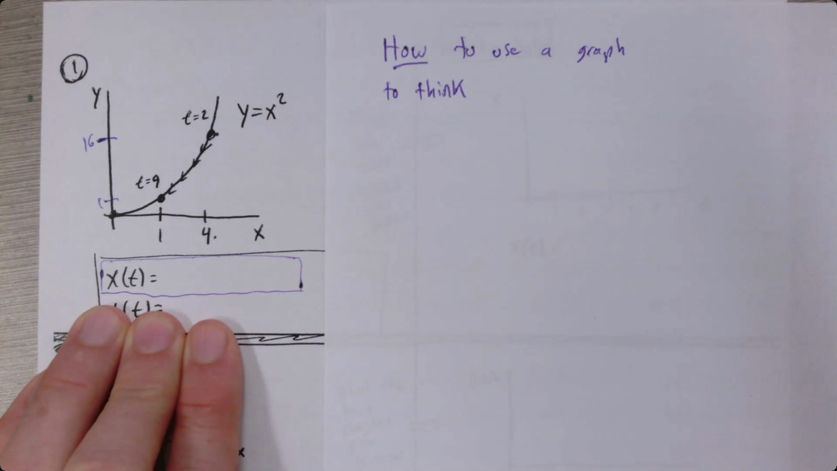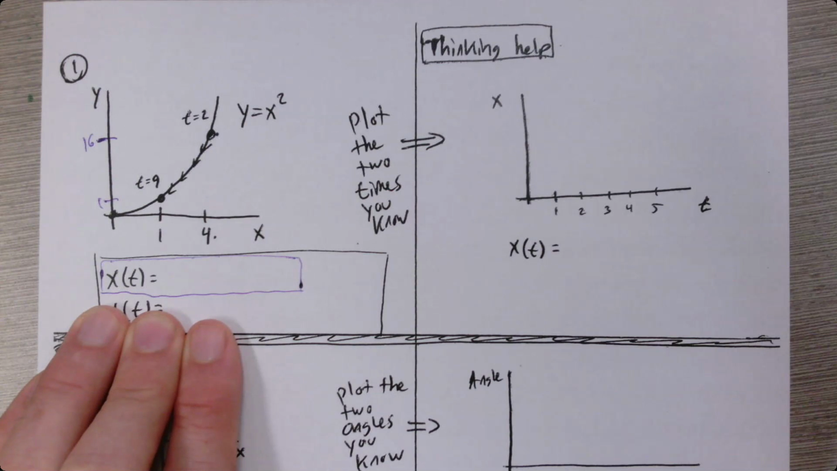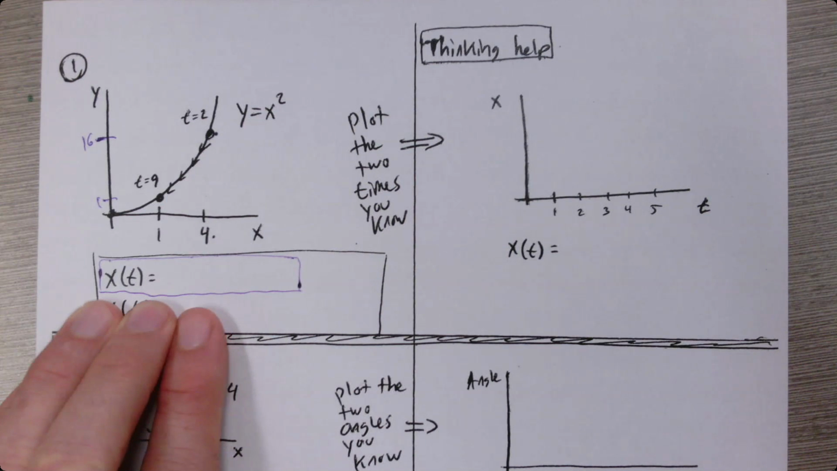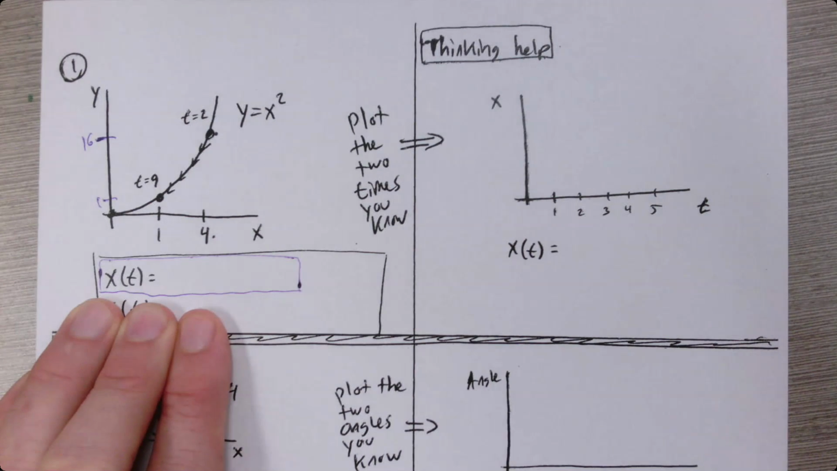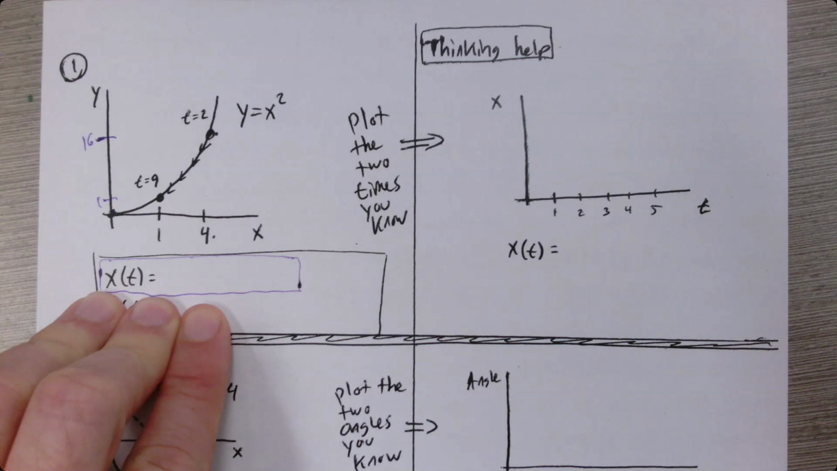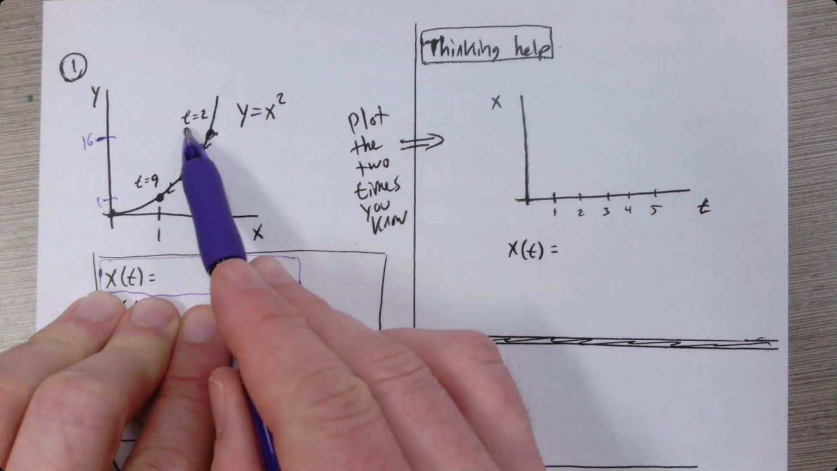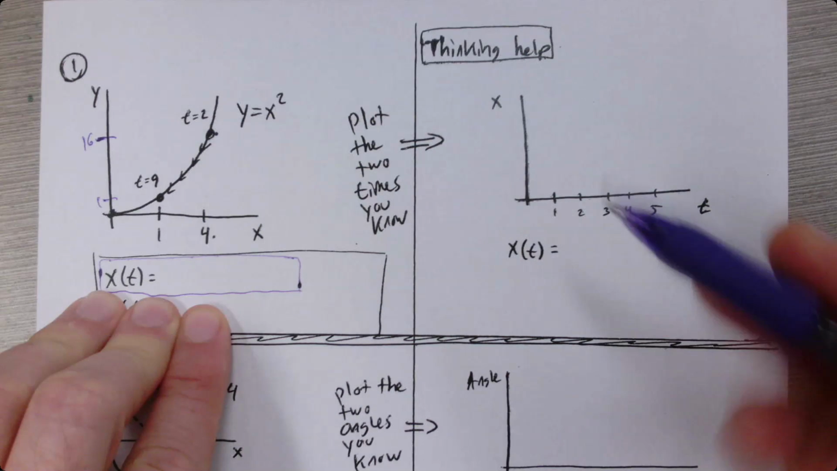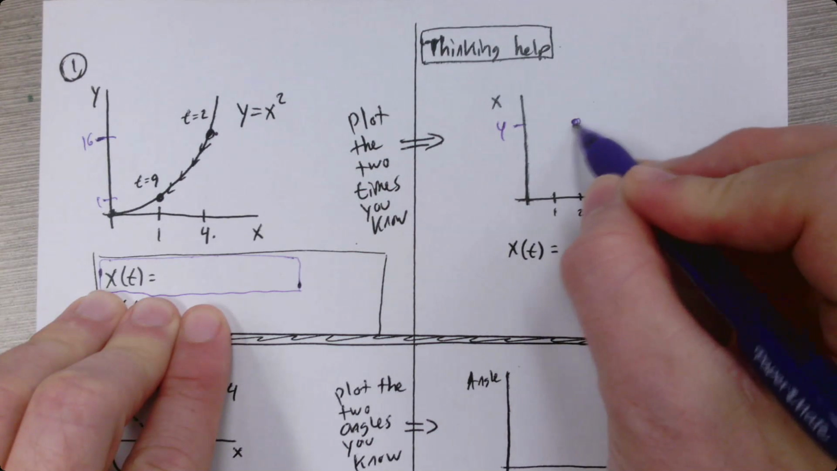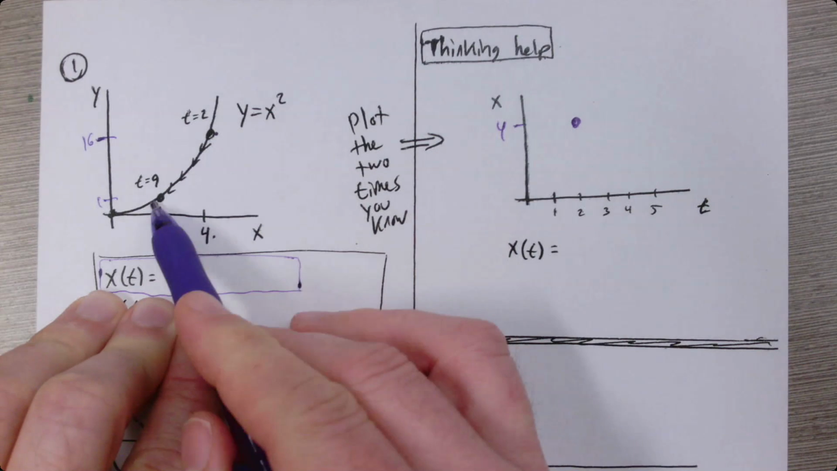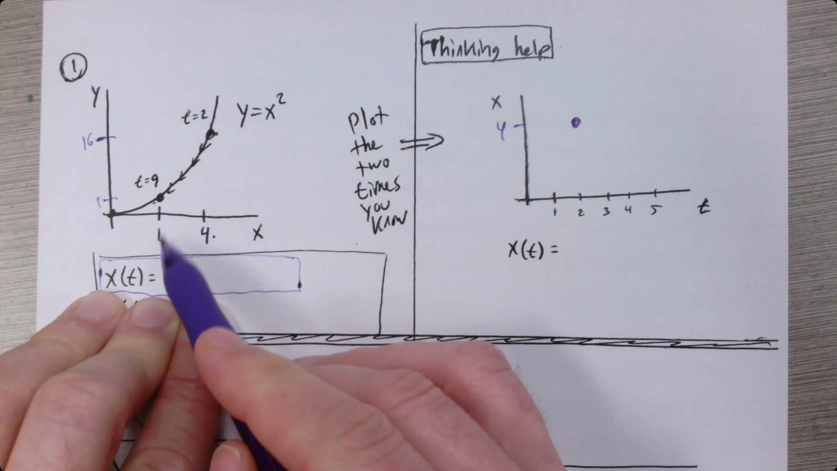I know some very specific facts about the x-coordinate at specific times. So we're going to plot those facts on a graph. So pause the video and ask yourself, what's a time where I know the x-coordinate, and what's another time where I know the x-coordinate, and plot those points. Okay, so here I've got at time 2, my x-coordinate should be 4. So let's plot that. At time 2, x-coordinate 4. And then I know later on at time 9, I want my x-coordinate to be 1.